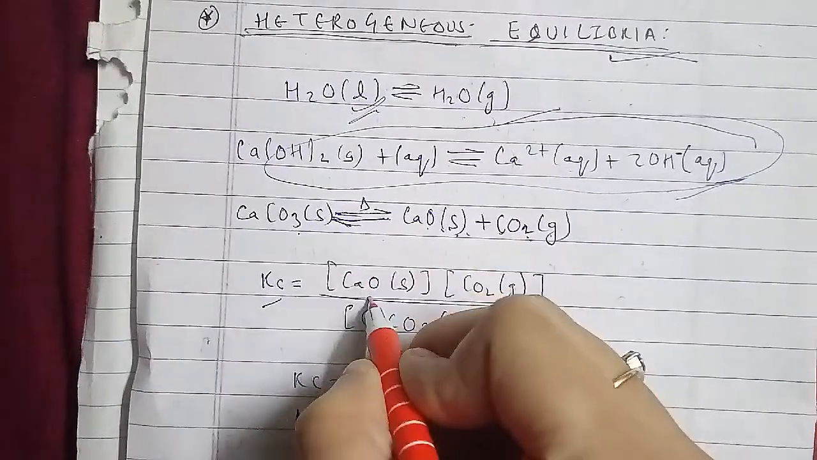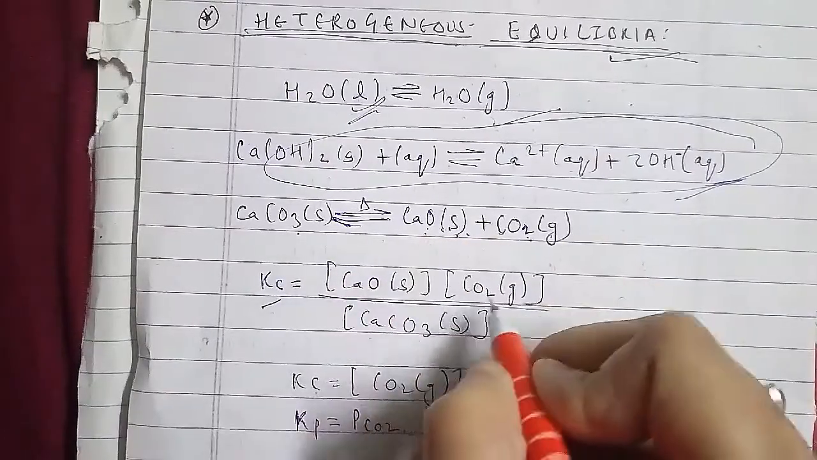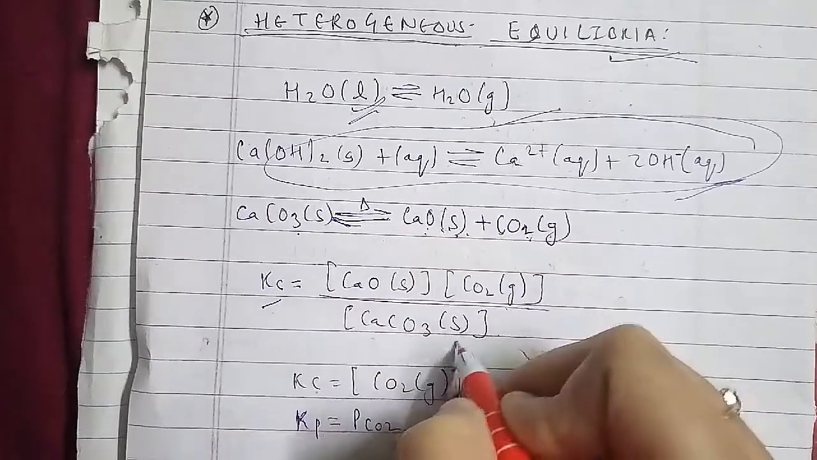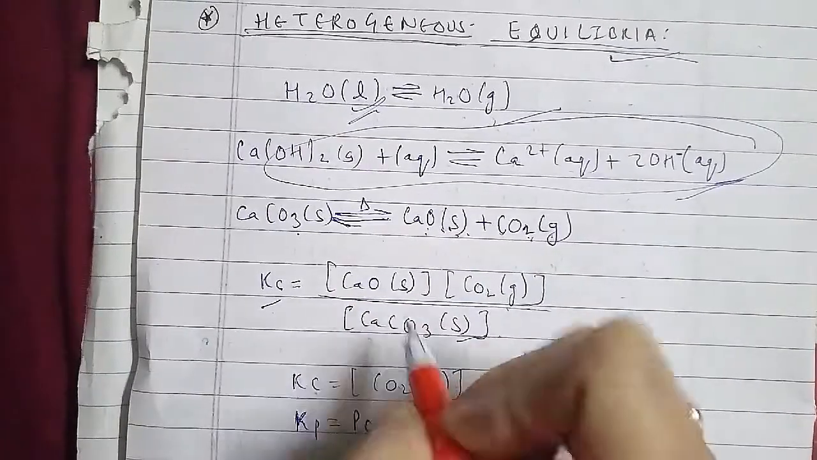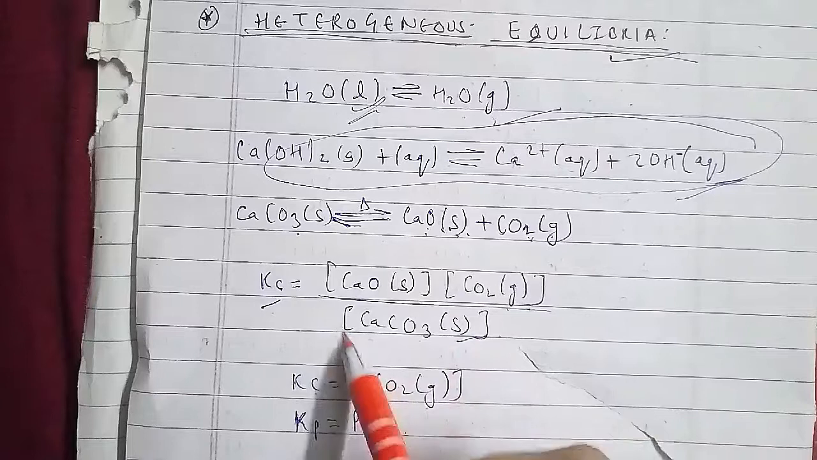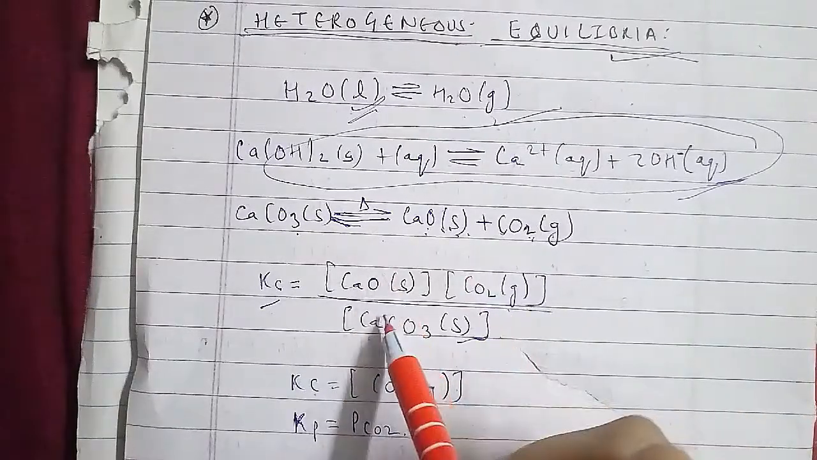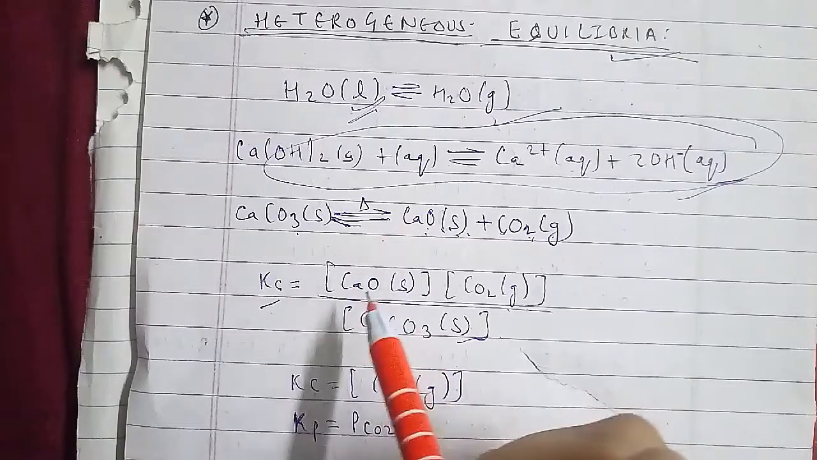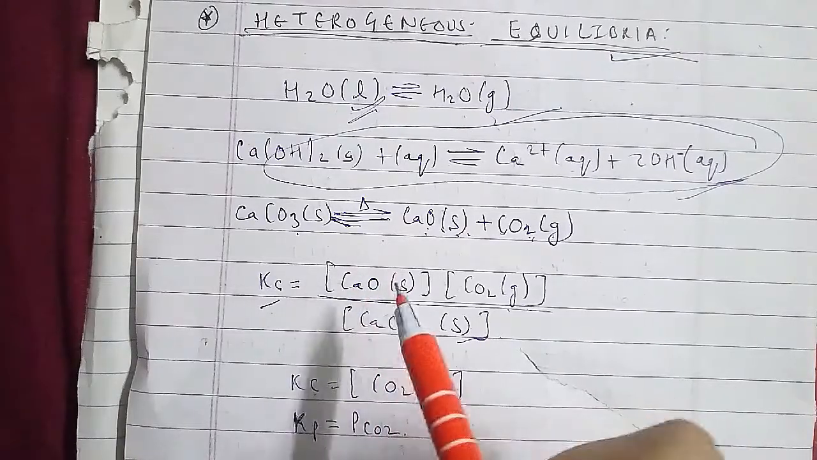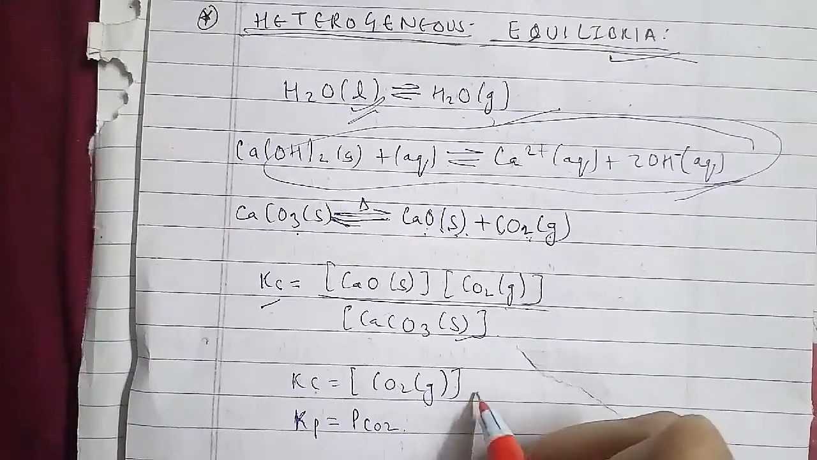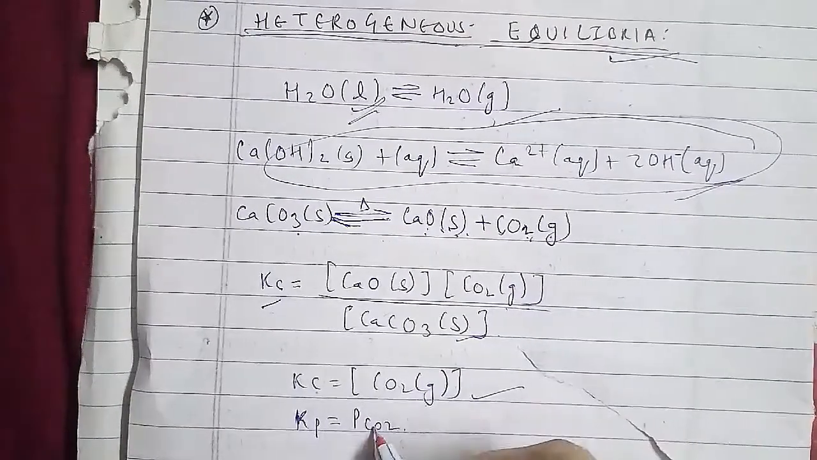Therefore, the equilibrium constant at 1100 Kelvin for the above reaction, we will find the Kp value. Kp equals PCO2, so that will be 2 into 10 to the power 5 Pascal per 10 to the power 5 Pascal, and that equals 2.00.